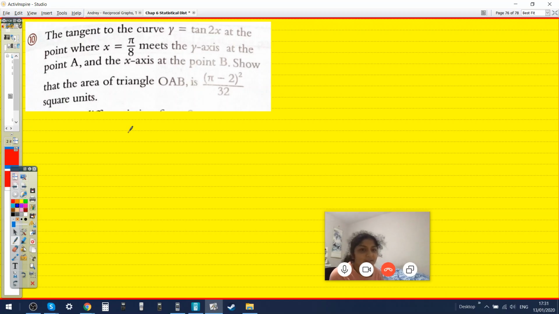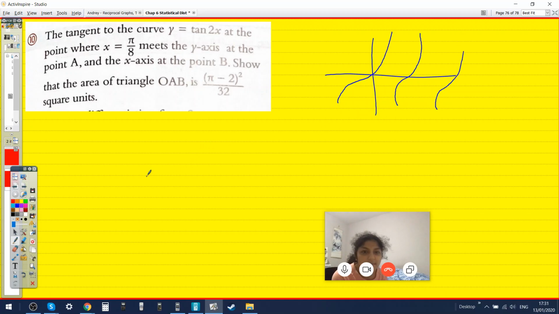So you have to find the equation of the tangent. So you have to differentiate y equals tan 2x, which I don't know how to do. What is the derivative of tan x? I don't remember. Do you have the formula or anything? I don't think we get given that, but we might.